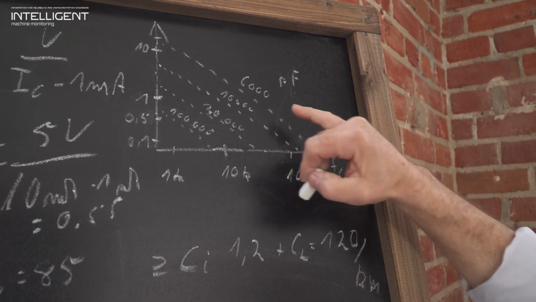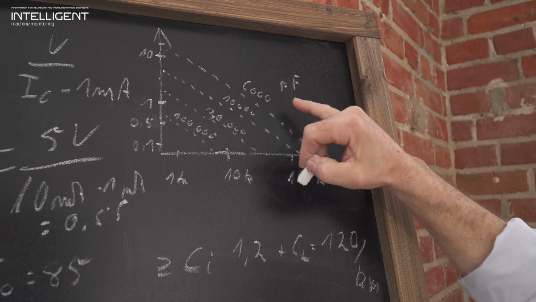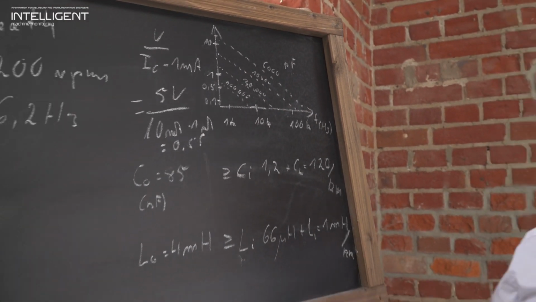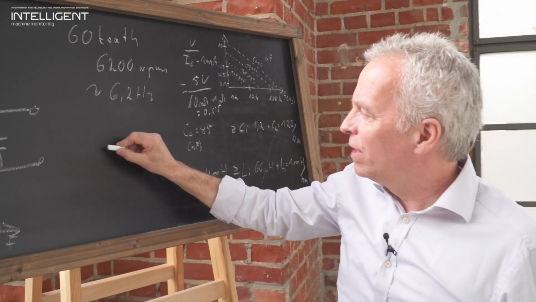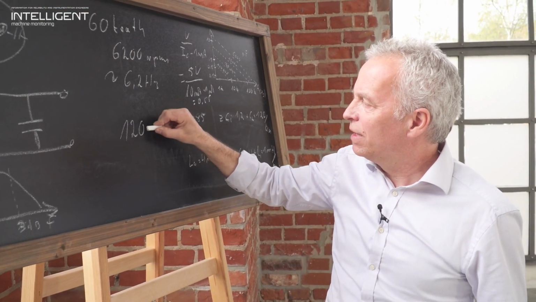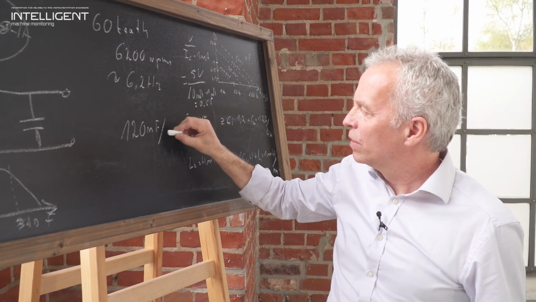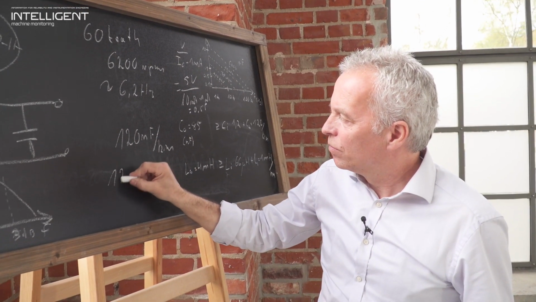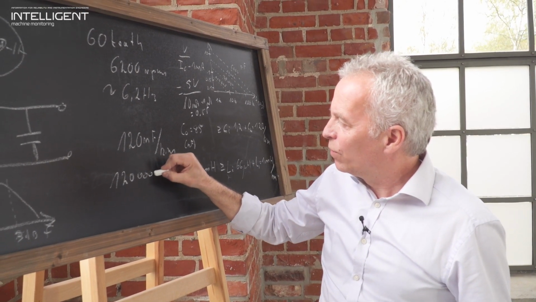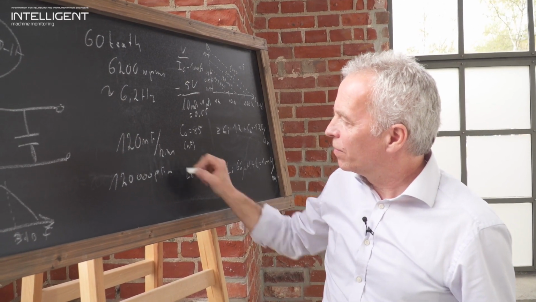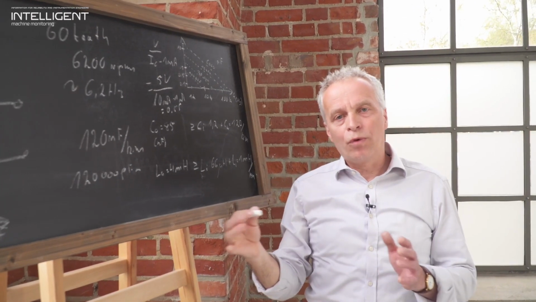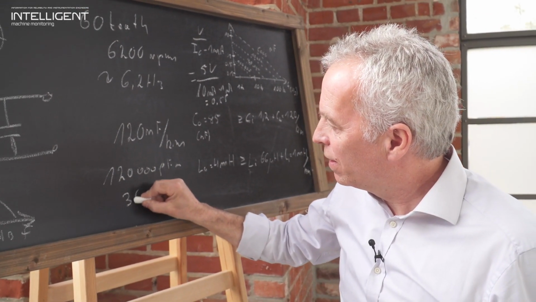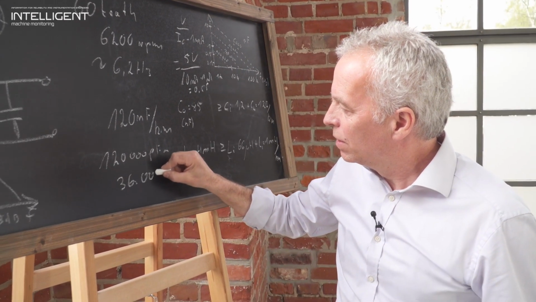In this nomogram, we then have different graphs that were previously calculated for different capacities of the cable. We see it here in picofarad: 6,000, 10,000, 30,000, 100,000 picofarad. A standard signal cable has a value of around 120 nanofarad per kilometer, which is 120,000 picofarad per kilometer. So with a cable length of 300 meter, we get a value of 36,000 picofarad.